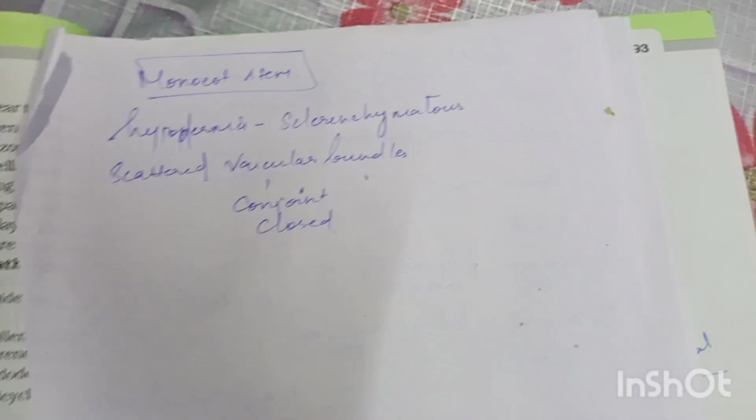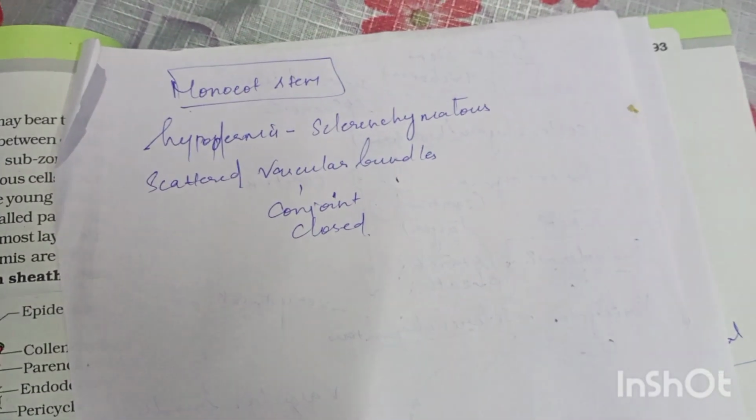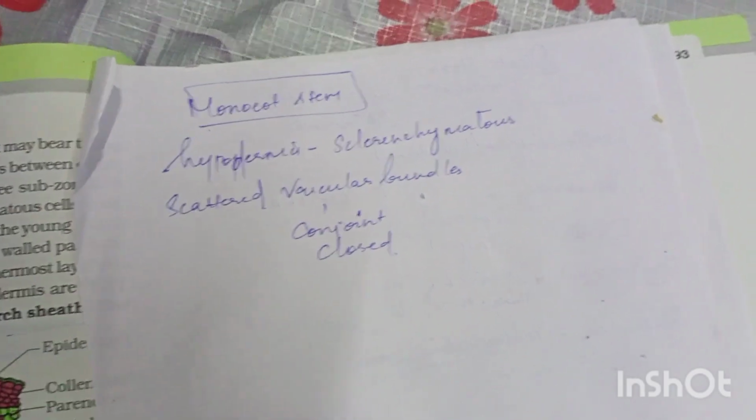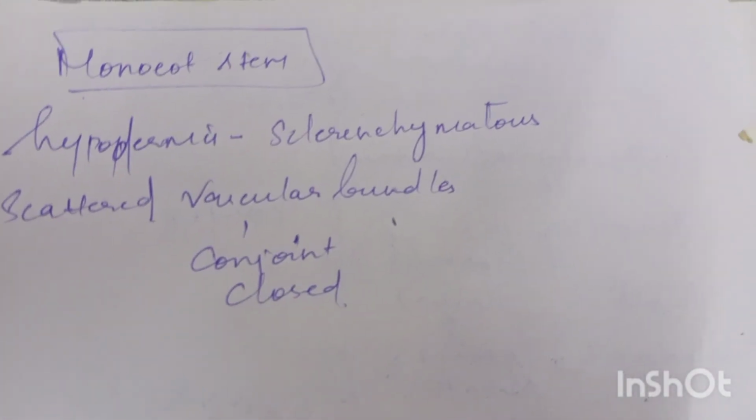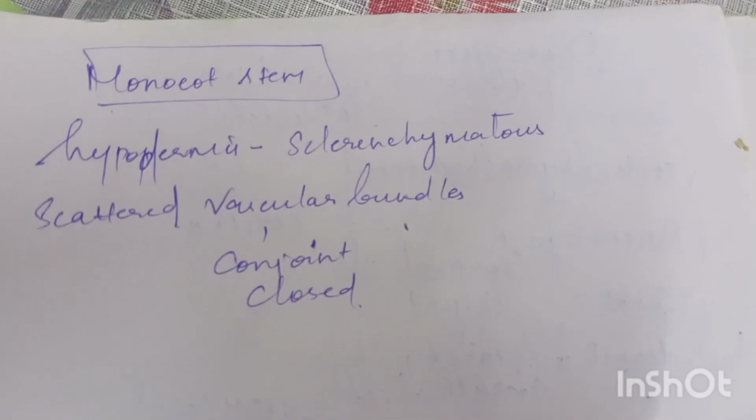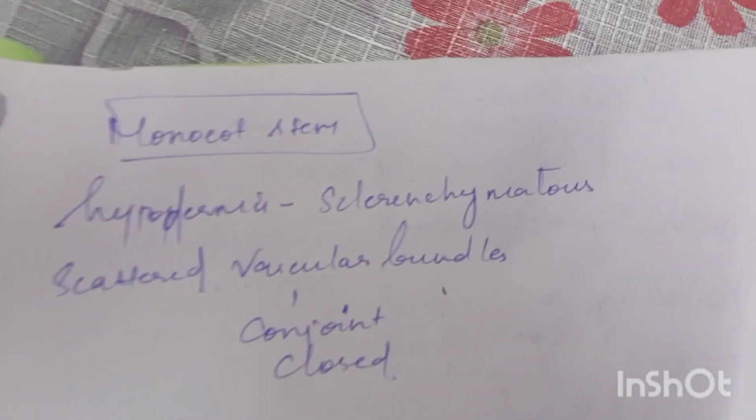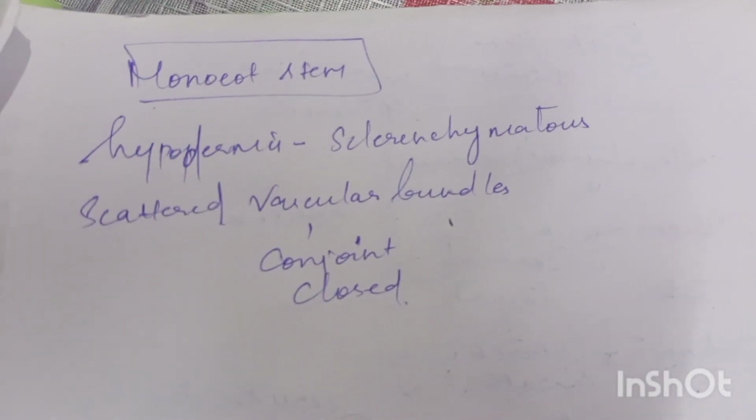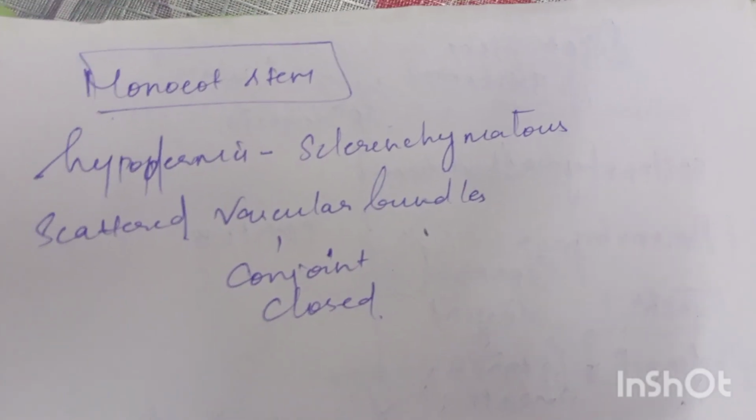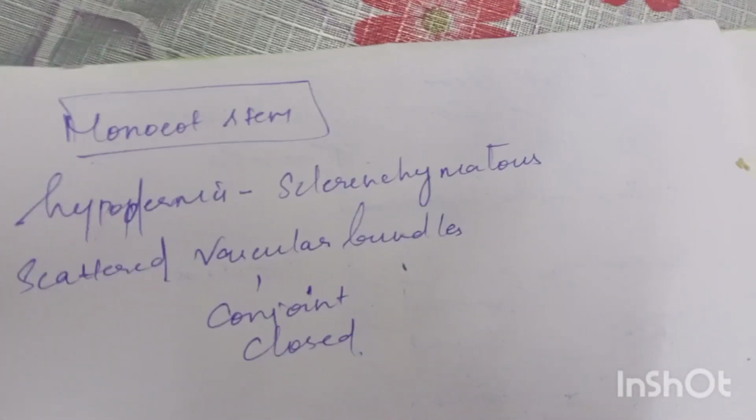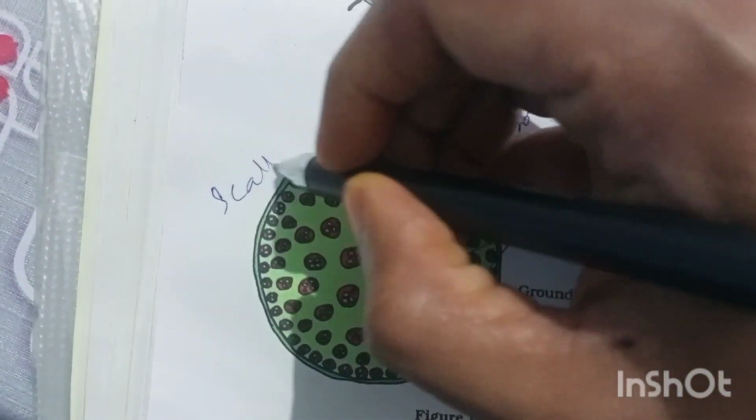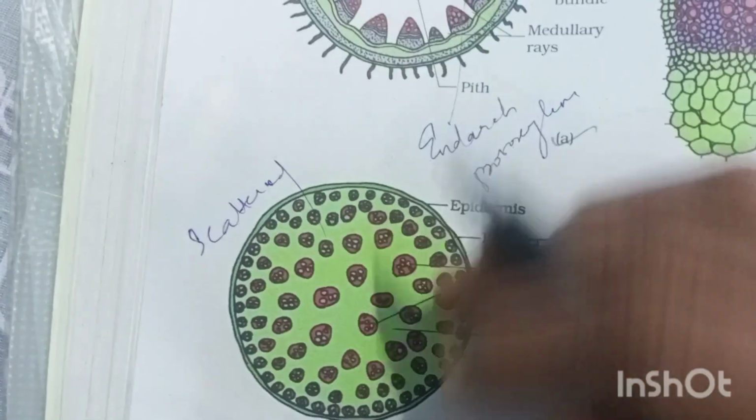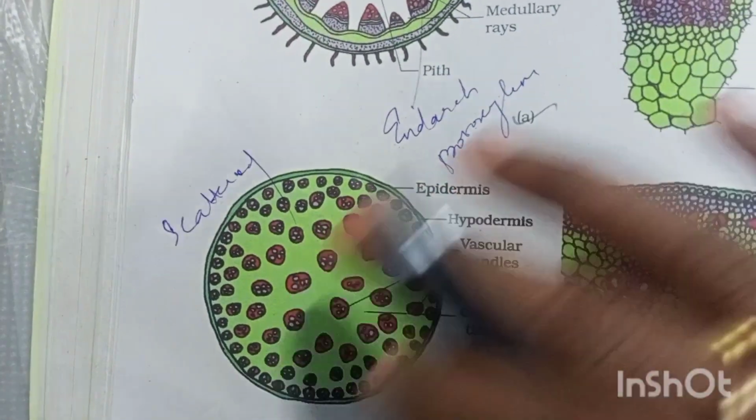So what about monocot stem? Epidermis is similar. When you take hypodermis, instead of collenchyma, here sclerenchyma cells will be present. Since sclerenchyma has very thick walls, it acts as a strength giving structure. And here the vascular bundles are scattered. They are not arranged in any manner. They are scattered here and there.